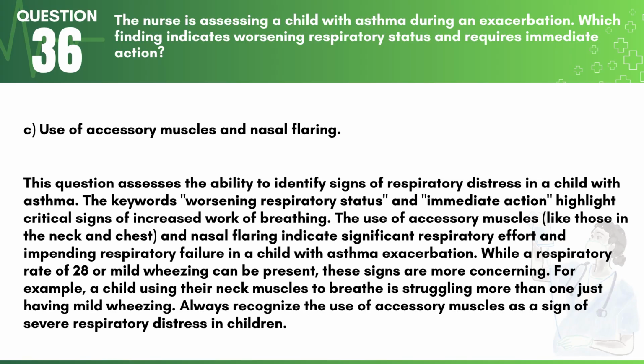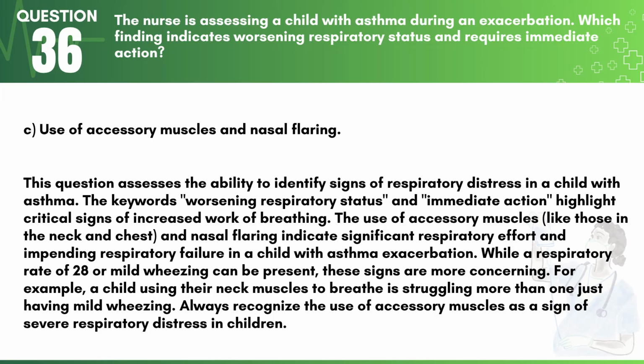Answer: C. Use of accessory muscles and nasal flaring. This question assesses the ability to identify signs of respiratory distress in a child with asthma. The keywords, worsening respiratory status and immediate action, highlight critical signs of increased work of breathing. The use of accessory muscles, like those in the neck and chest, and nasal flaring indicate significant respiratory effort and impending respiratory failure in a child with asthma exacerbation.